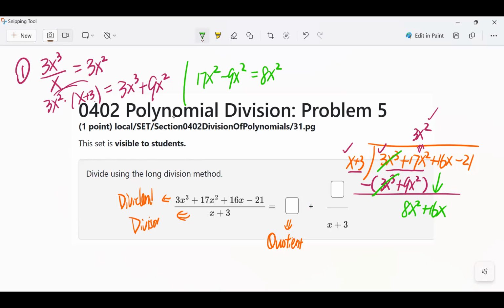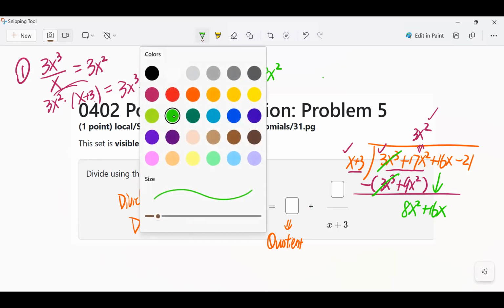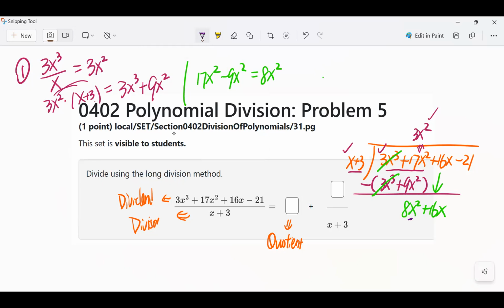Repeat it again. Meaning you take the leading term here, which is ax squared. Then dividing by the leading term from the divisor, right? So step 2, taking ax squared by x, we get ax. I'm gonna put this ax on top of the 16x plus ax, positive. Okay. Now similarly, you're gonna multiply this ax by the divisor, ax times x plus 3.